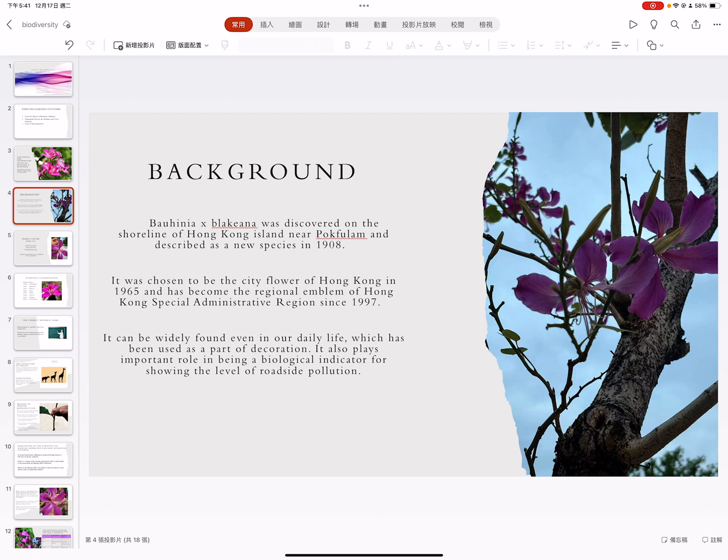It can be widely found even in our daily life, where it is used as part of decorations. It also plays an important role as a biological indicator for showing the level of roadside pollution.